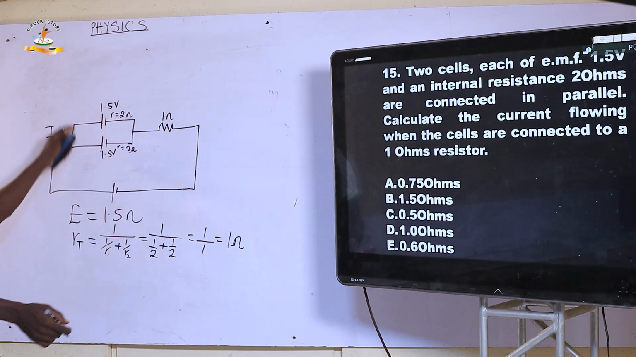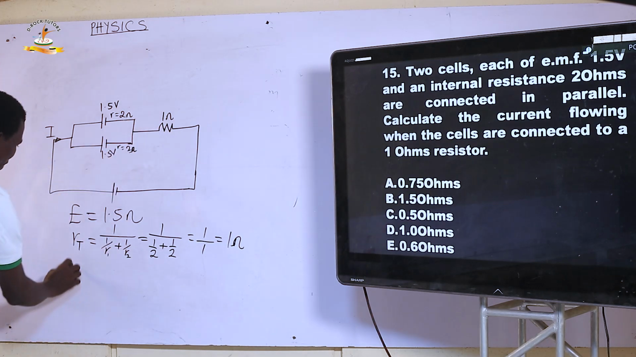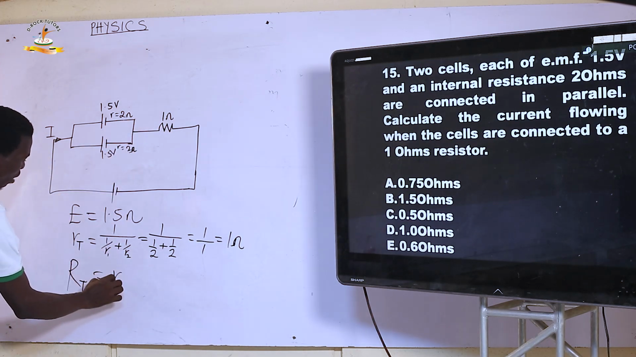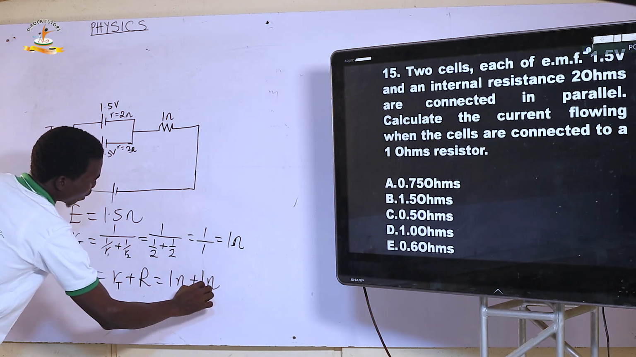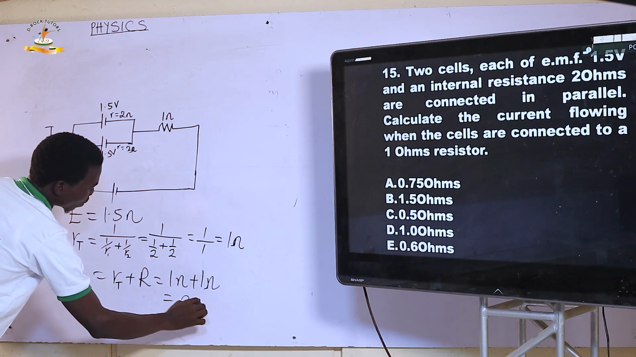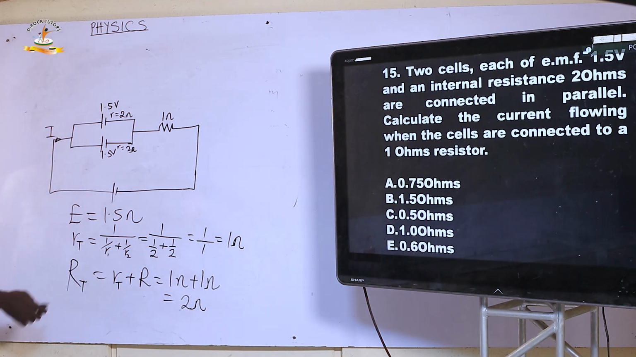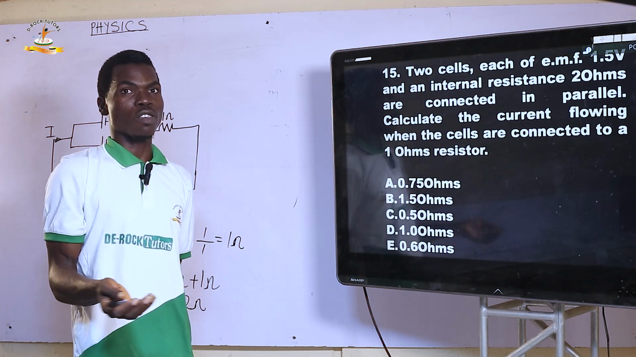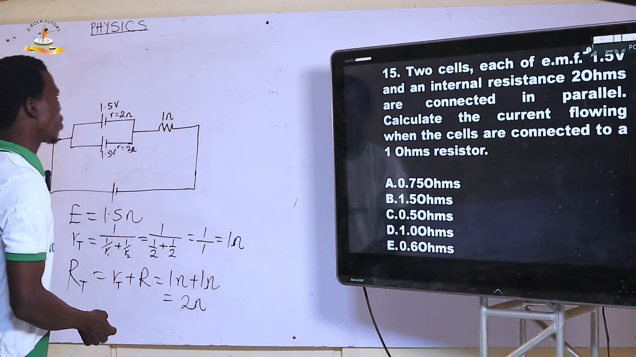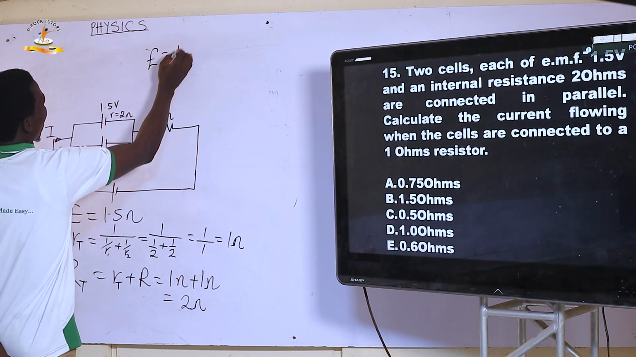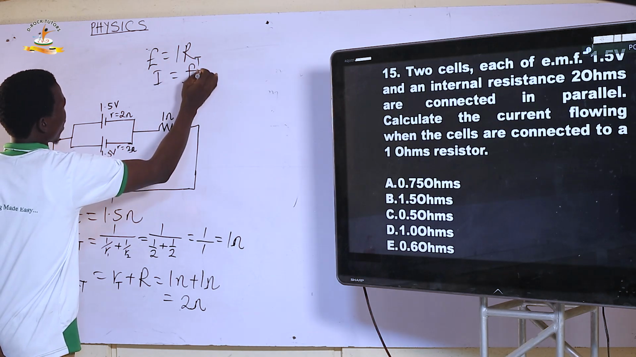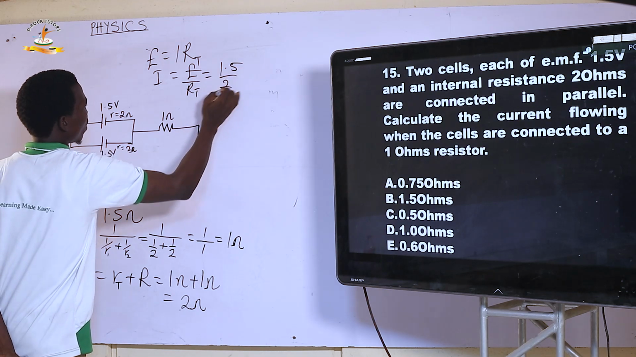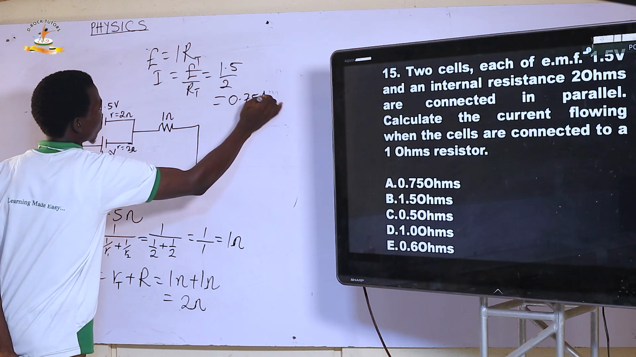However, this 1 ohm is now connected in series with another 1 ohm. So we say our R total here is going to be r T plus our R, which is 1 ohm plus another 1 ohm, and this is going to be 2 ohms. Now that we've gotten that, we know that our total EMF is 1.5 volts. But don't forget from Ohm's law, EMF is equal to the product of current and resistance. So with that, we can say E equals I R total, and I equals E over R total. This is going to be 1.5 all over 2, which is 0.75 amps.